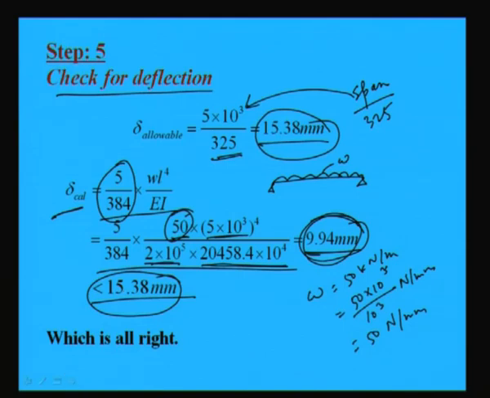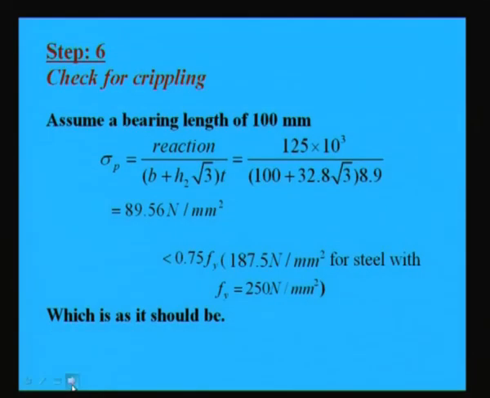That means, from the deflection point of view, the chosen section is all right, because the allowable deflection is higher than the developed deflection. So, we can go for the next step. The next step is to check for crippling, whether the chosen sections are safe against crippling or not.